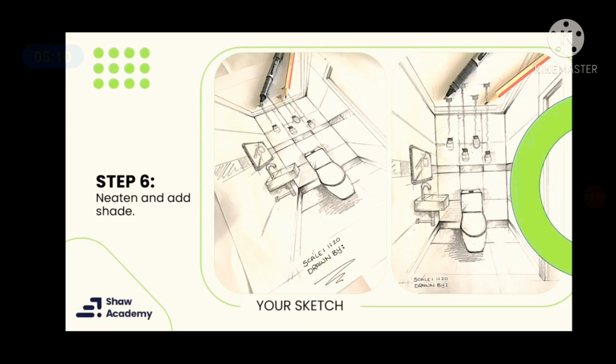As you can see, I've added shadow in areas that I feel would be darker in this room. So areas that would attract shadow. As you can see under my toilet, I've added a little bit of a darker pencil, and this is to indicate shadow thrown by the toilet.